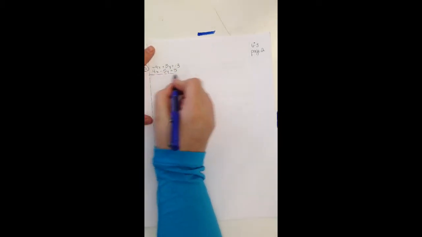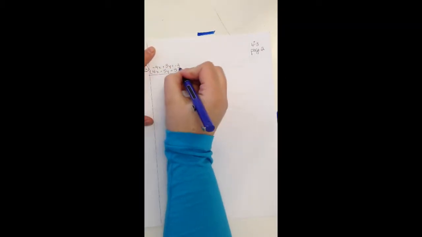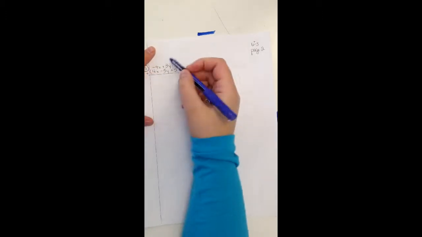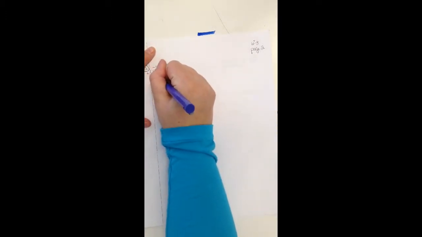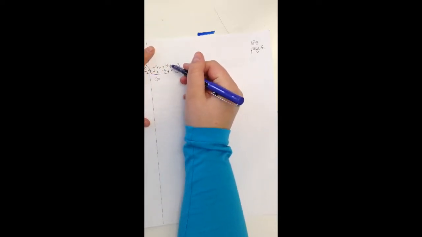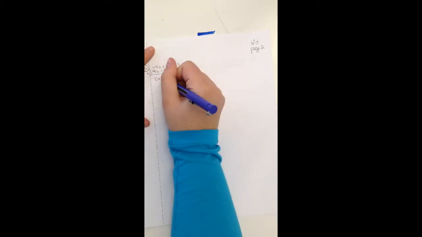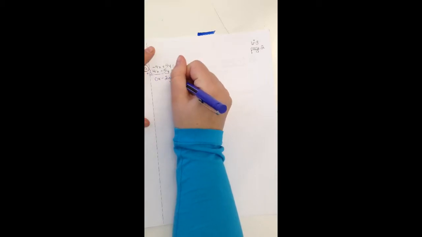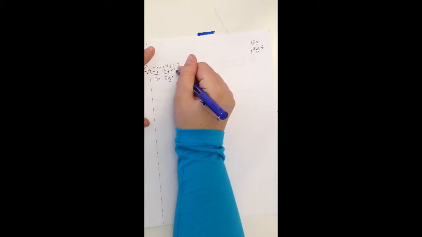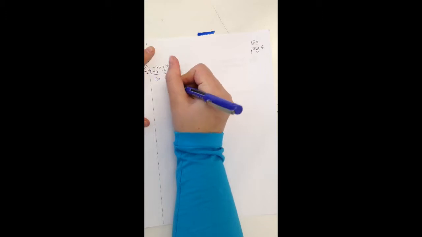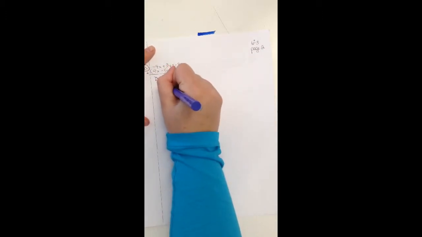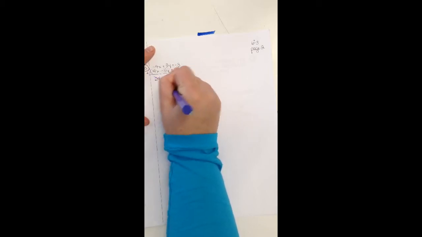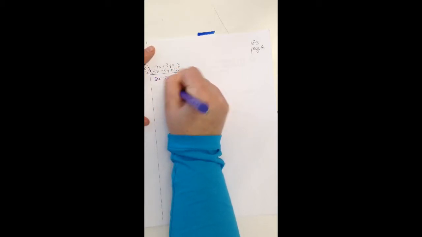Okay, so I'm going to add them because my 4's are aligned. And I have a negative 4x plus a positive 4x. That gives me 0x. Then I have a positive 3y plus a negative 5y. Gives me negative 2y. Equals negative 3 plus positive 5 gives me positive 2. The 0x's just cancel because it's 0. And so I'm left with negative 2y equals 2. Divide each side by negative 2. I get y equals negative 1.